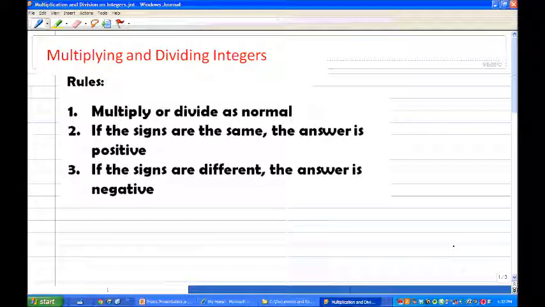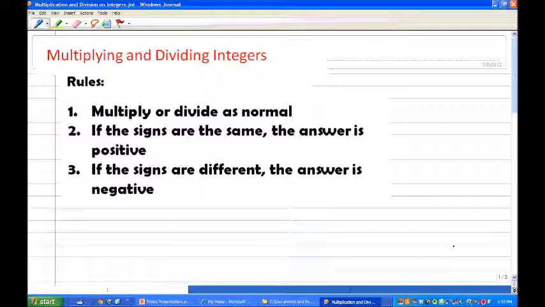Okay, this video is going to cover multiplication and division of integers. This is much easier than addition and subtraction of integers. The rule's very simple. You multiply or divide as normal. Then, if the signs are the same, the answer is positive. If the signs are different, the answer is negative.